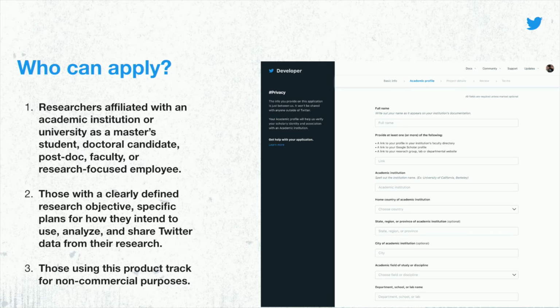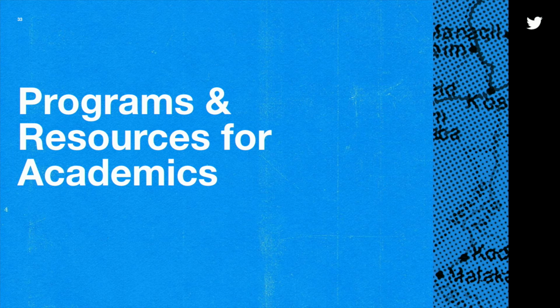So right now, undergrads unfortunately don't qualify for the academic track. This is right now open to master's students, PhD, postdocs, and faculty. Also people that work in a research lab, maybe you're a research engineer and so on, you qualify as well. And obviously you need to have a specific use case in mind, and that use case has to be for non-commercial purposes, meaning you're not making money off of that, right?